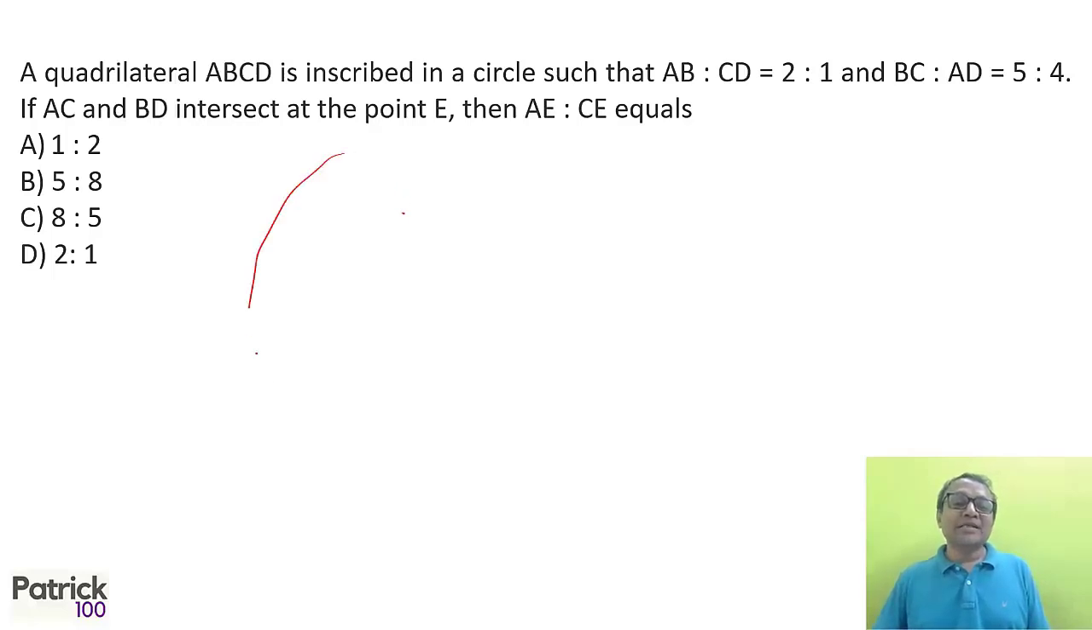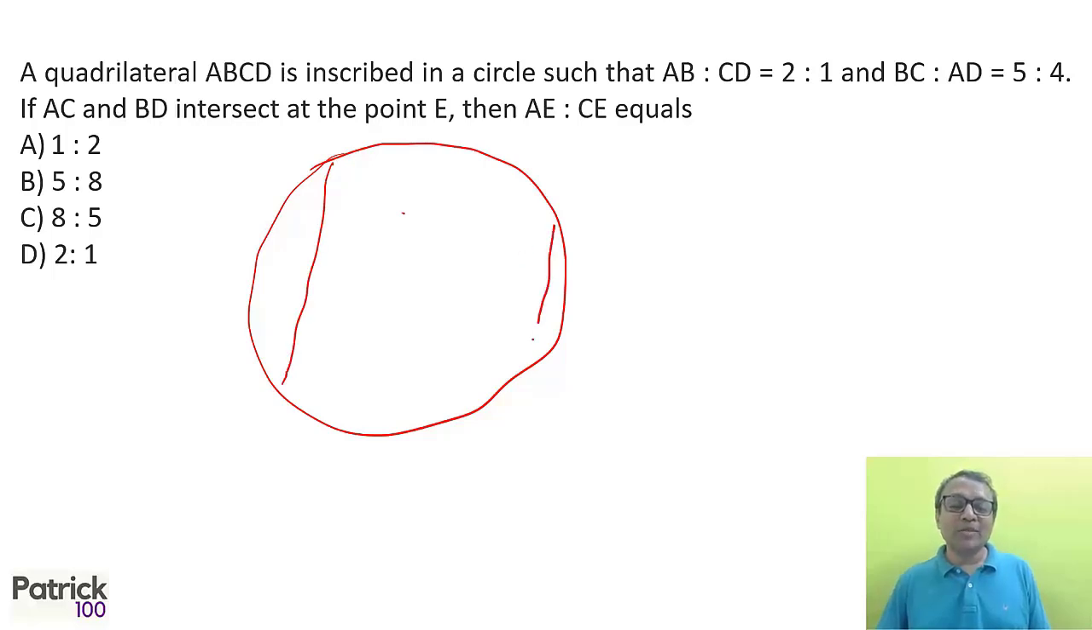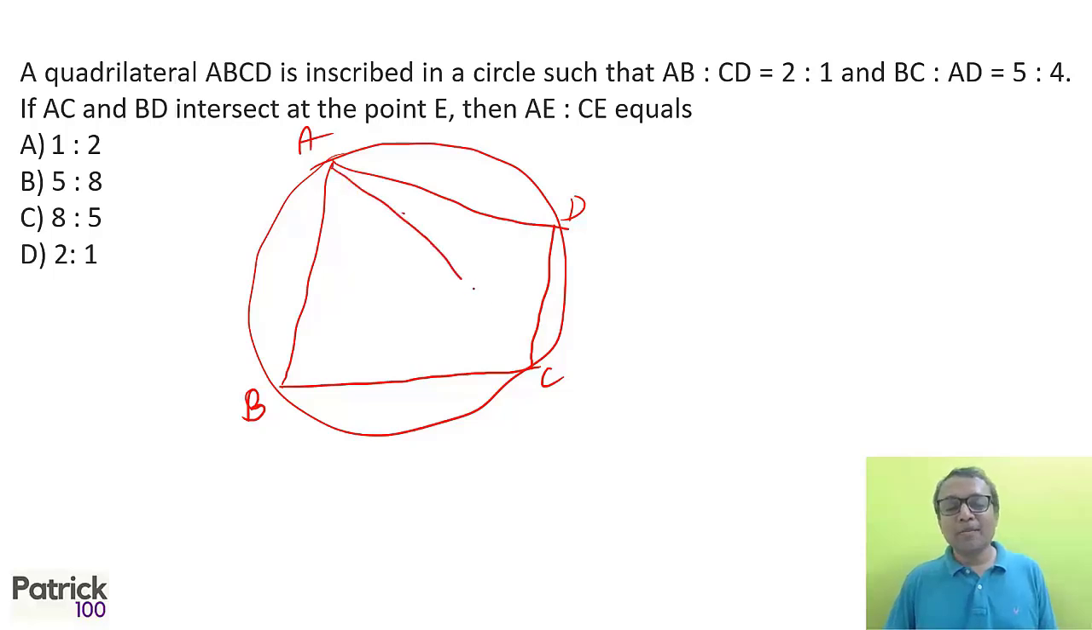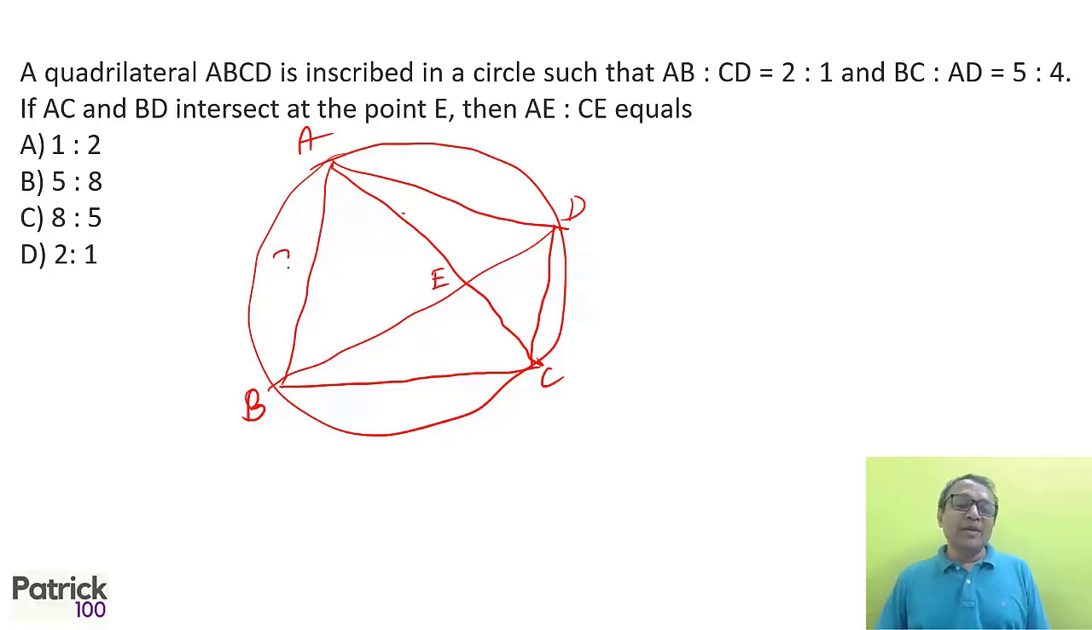ABCD is inscribed in the circle. So AB is double of CD, so I'm drawing AB a little bigger than CD. And this is, let's say, BC. I normally try to draw by scale. And they intersect at point E. So AB is 2, CD is 1, let's say 2x and x, and the other ratio is 5y by 4y. AB is much bigger than CD.